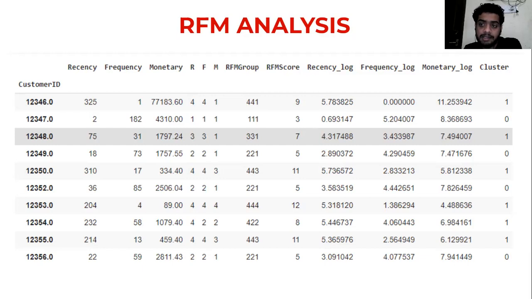We target them as loyal customers and provide them some discounts and offers to stick with us. And next are the worst performing customers, that is the number 12 customers, where the RFM score we get is 12. Here we can see that the RFM group is 444 and the recency is 204, that means he visited the store 200 days ago.